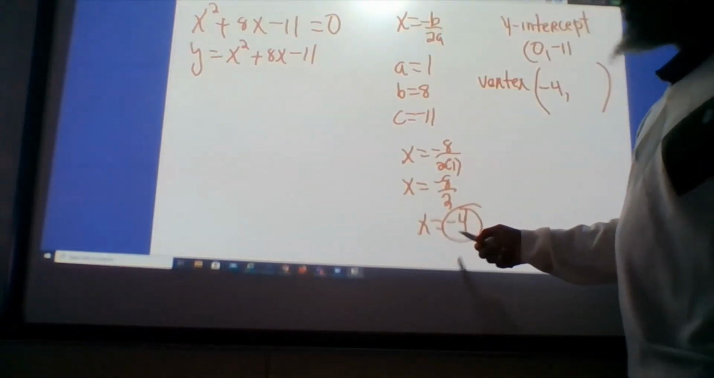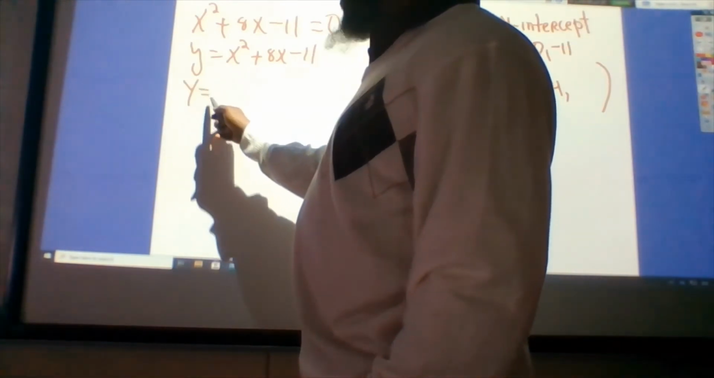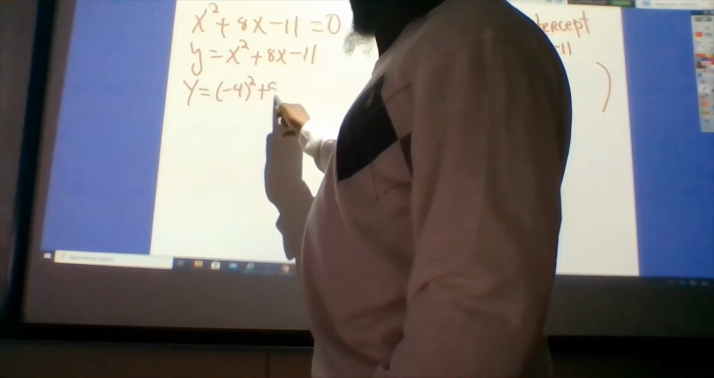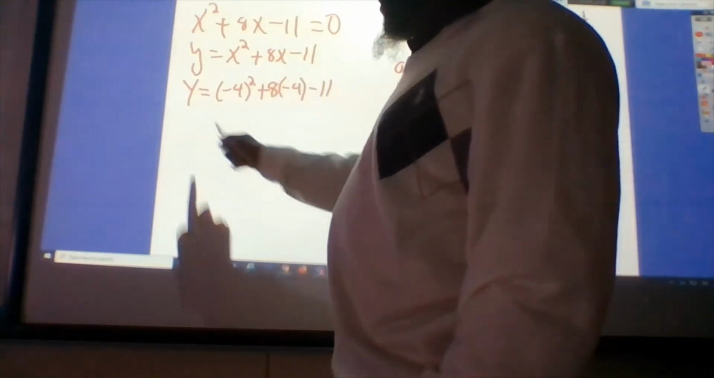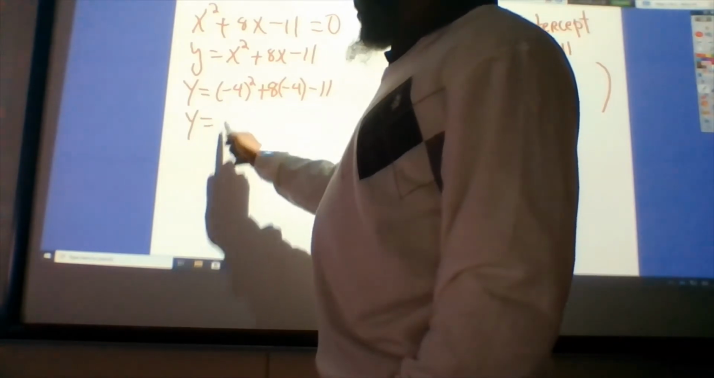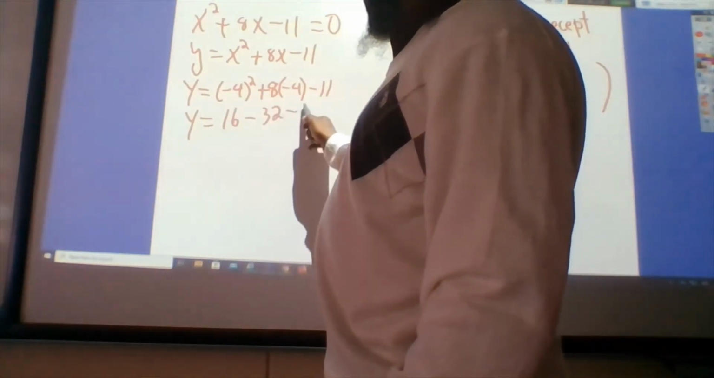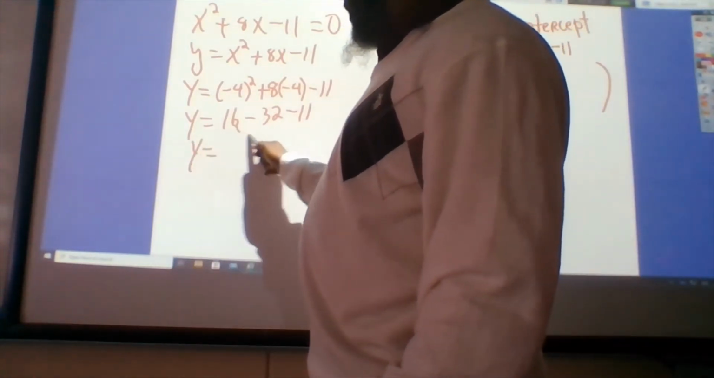When I square negative 4, that gives me 16. This will give me minus 32. This will give me minus 11. So I will have y. When I do this, that will give me negative 16 minus 11. Therefore, y is negative 27. This is my vertex, negative 4, negative 27. I found the most important point. I have my y-intercept, I have my vertex.